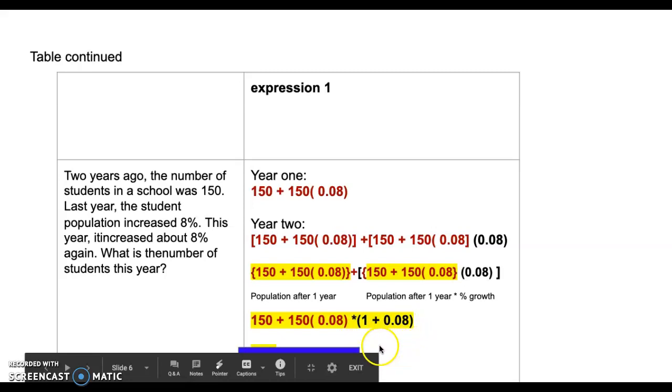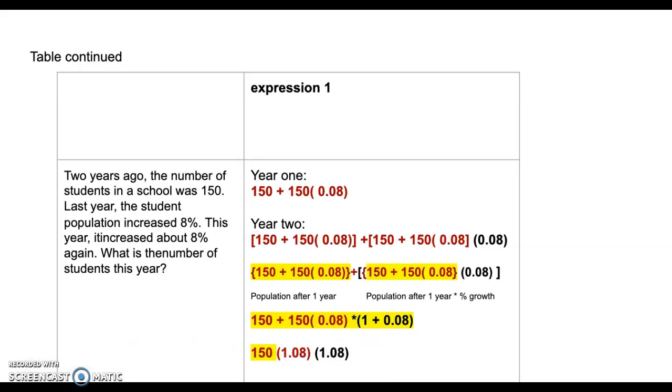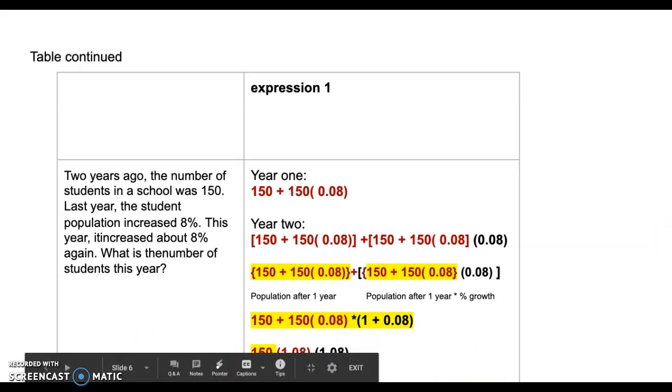And when I take all that into consideration and factor out the 150 again, hopefully this is going to show up. There it goes. Let me go back again. So this gets 150 times the 1 and 8 hundredths after the first year times another 1 and 8 hundredths after the second year. So this becomes expression 2.